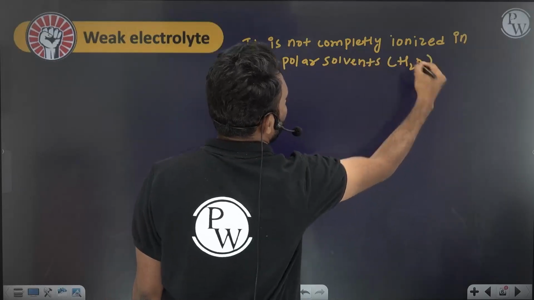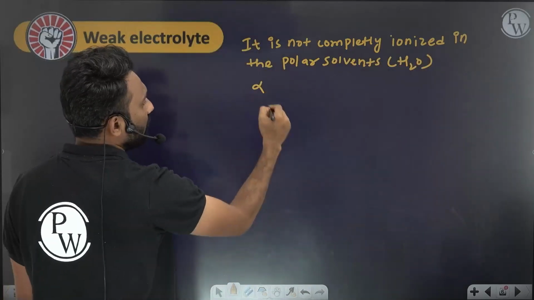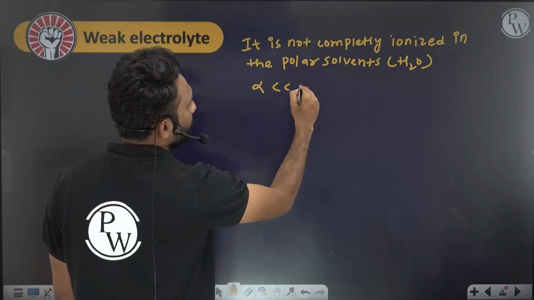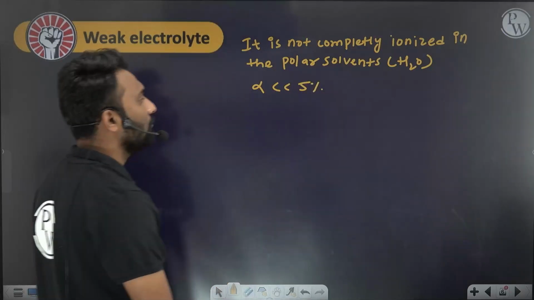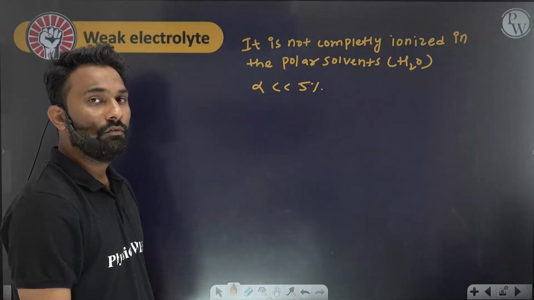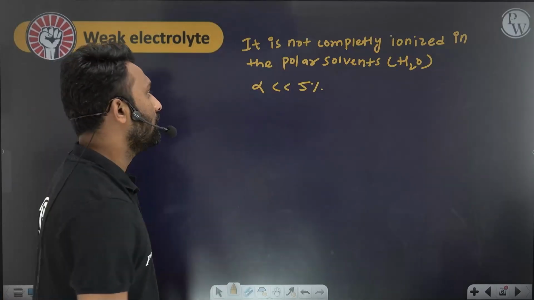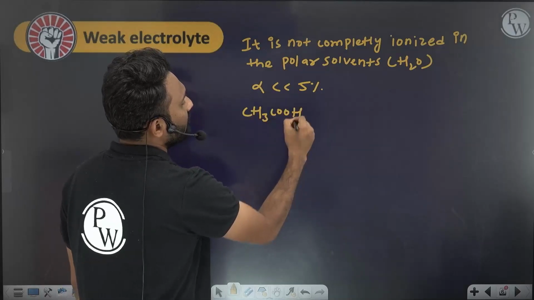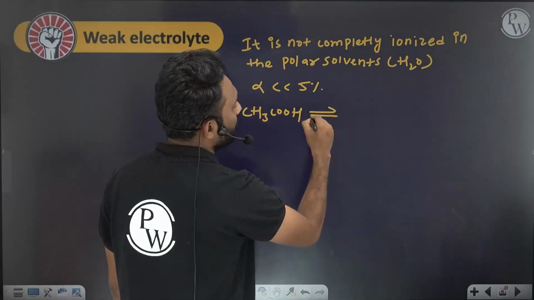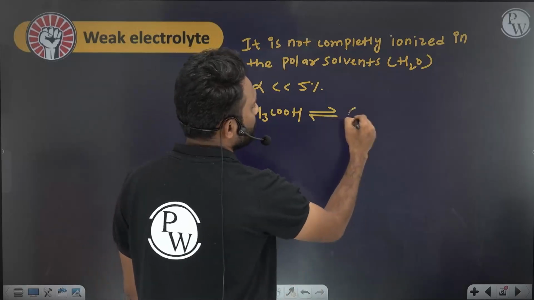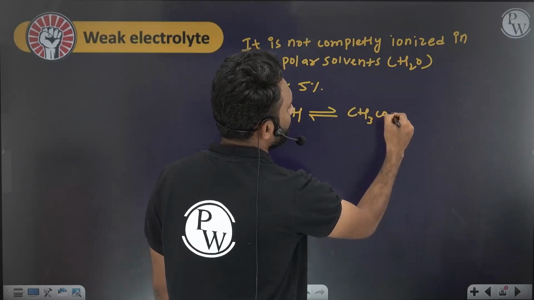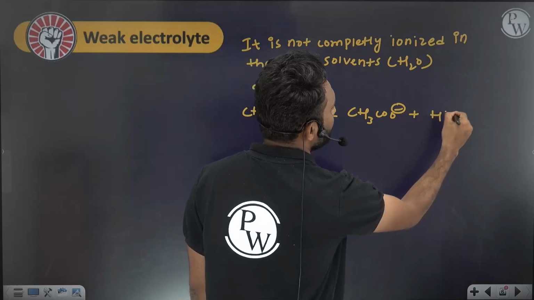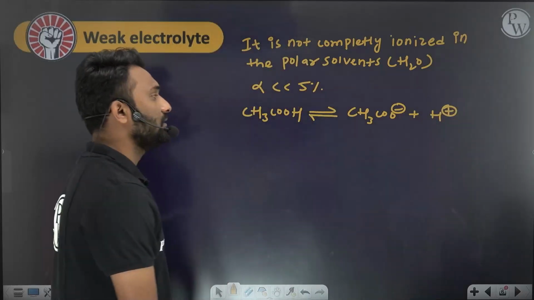Example H2O. Its alpha value will be less than 5%. Example, look here. Acetic acid is a weak acid. It will be dissociated into acetate ion and H plus.